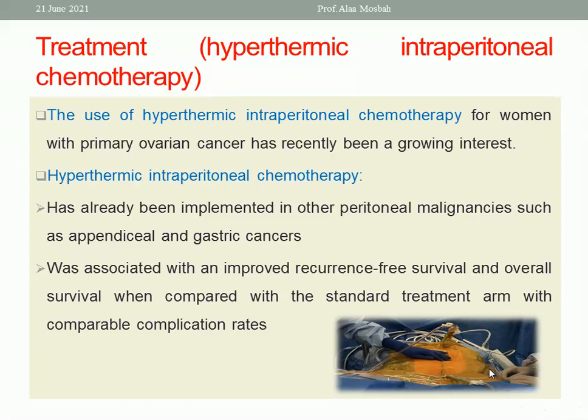Treatment with hyperthermic intraperitoneal chemotherapy for women with primary ovarian cancer has recently grown in interest, like this picture. Hyperthermic intraperitoneal chemotherapy has been implemented in other peritoneal malignancies and was successful, as in epithelial and gastric cancer. It was associated with an improved recurrence-free survival and overall survival when compared with the standard treatment, with comparable complication rates.